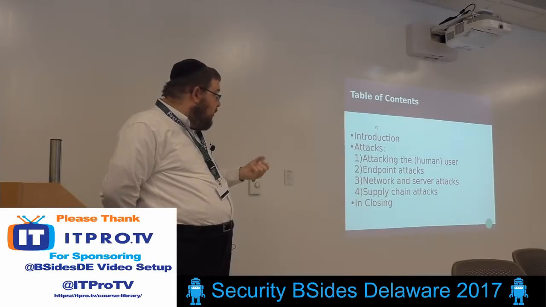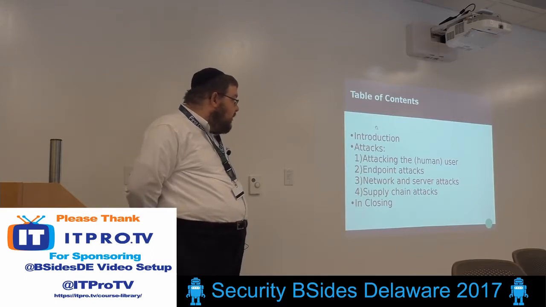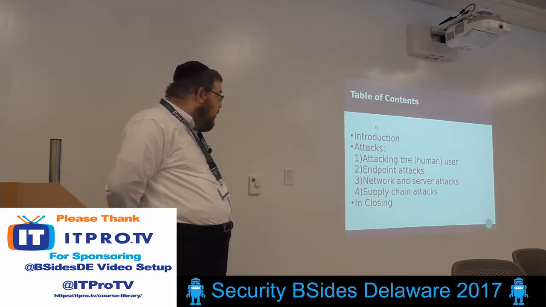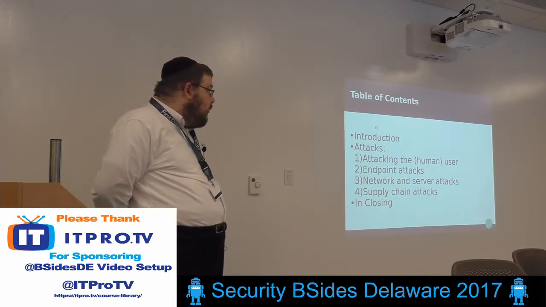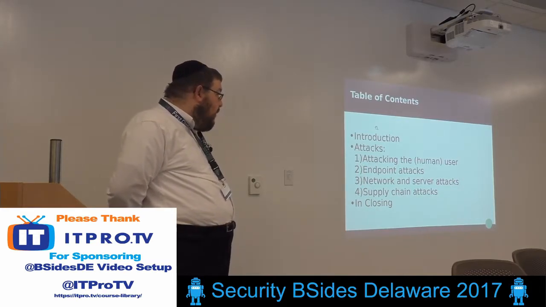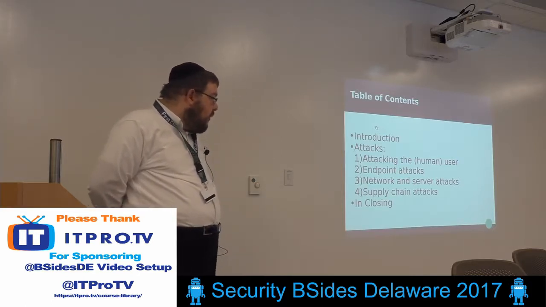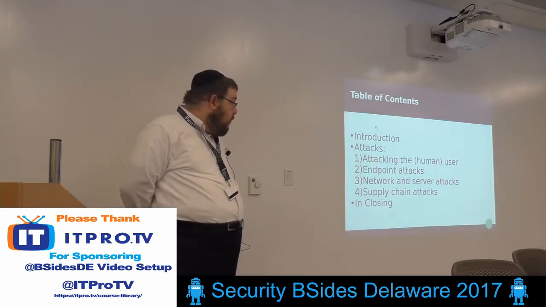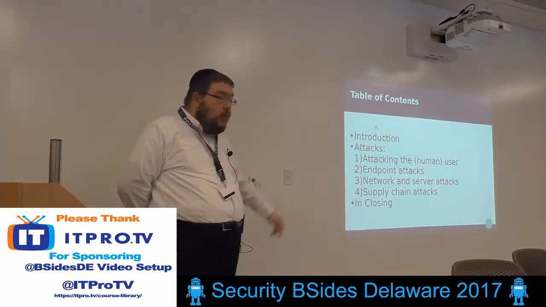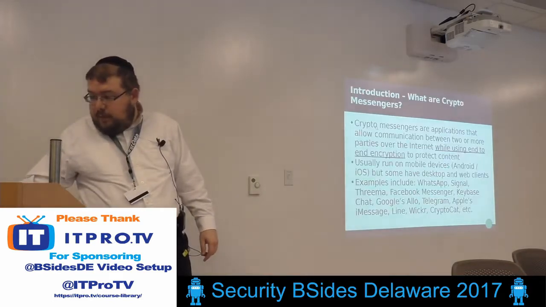So I'm going to talk first about what I call crypto messengers. And I want to talk about four types of attacks. Attacking the human user, and here I mean not the device, but the actual person. Endpoint attacks, attacking the device. Network and server attacks, attacking the network or the server that's supporting the messaging infrastructure. And then supply chain attacks, primarily around what I call the software development tool chain, but we'll talk a little bit about the hardware too. There's some stuff that's really scary on the supply chain side. And then I'll sum it up at the end with the point that I'm trying to press.